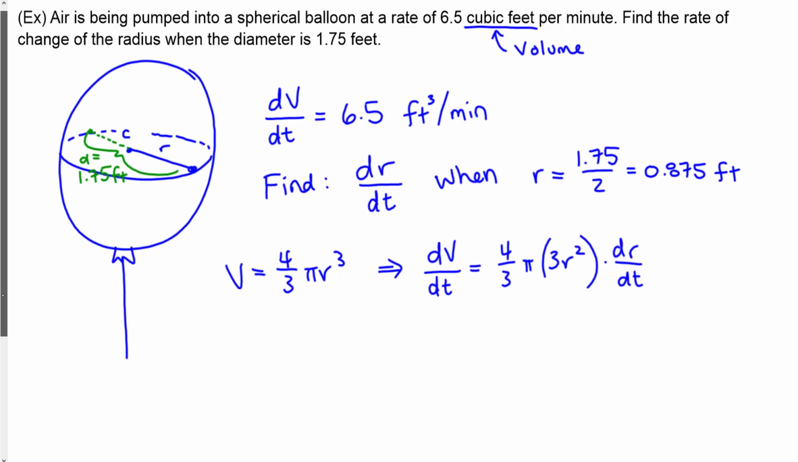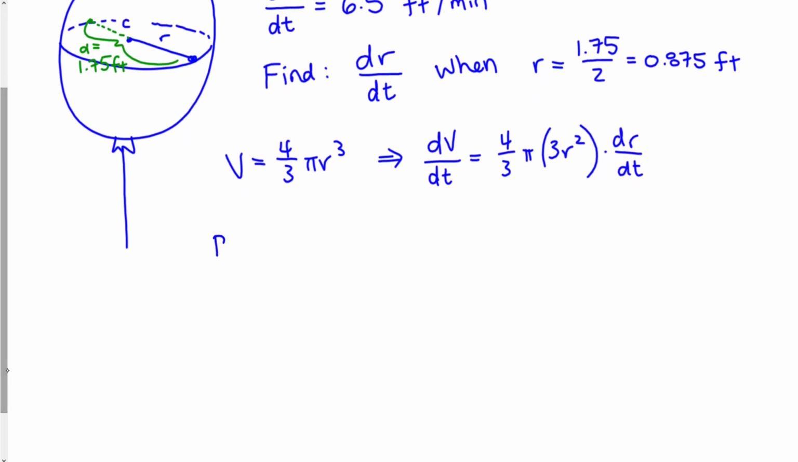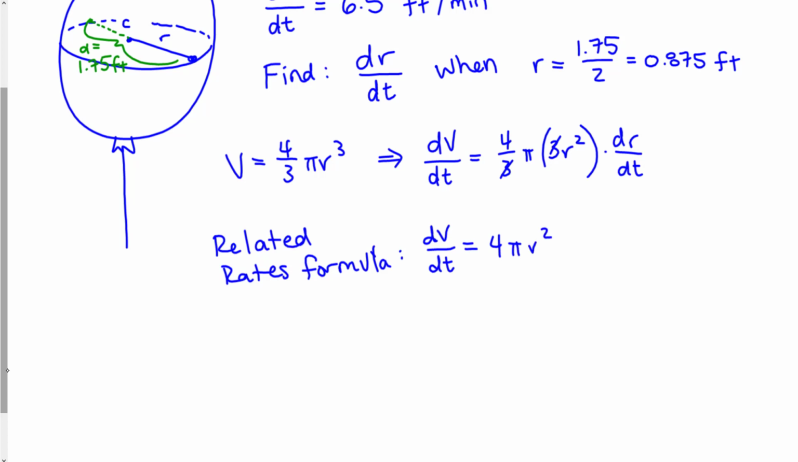So my related rates formula in this case is dV dt equals, the 3's are going to cancel, so it's just going to be 4 pi r squared dr dt. Let me make that look more like an r. There, it looked too much like a little v. Okay, so we have our information. We're ready to plug in and solve this problem.